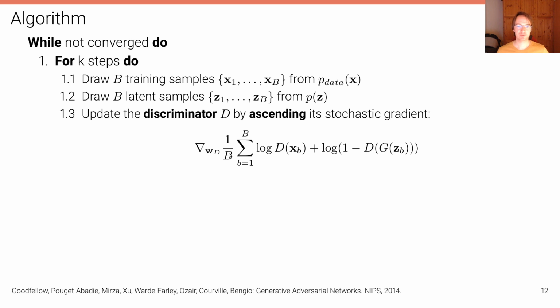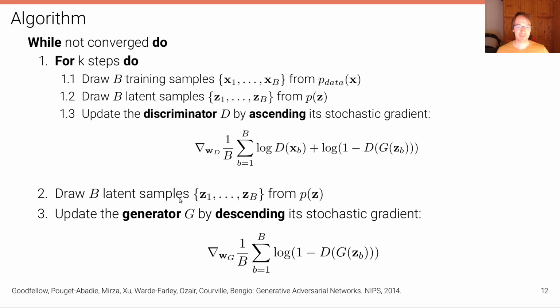Here we have B, which is the mini batch size. We have the gradient with respect to the parameters of the discriminator, which we haven't made explicit here for simplicity. We update the discriminator weights by ascending its stochastic gradient, and we get the gradients, of course, through backpropagation.